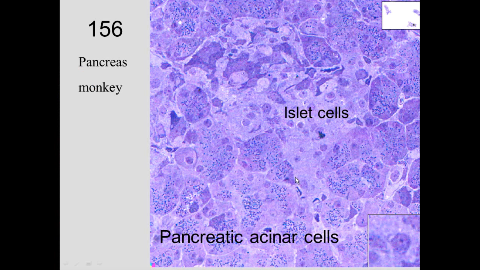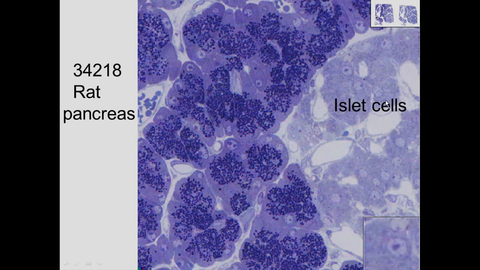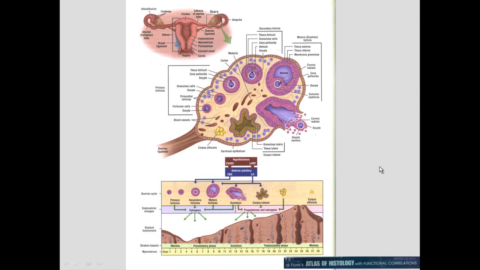This is slide 158. Now if we check out slide 156, this is the monkey pancreas. We can see the islet cells and the pancreatic acinar cells with the zymogen granules just about to be released in the lumen. Another one is a rat pancreas that we can see. There's an islet, a lighter staining islet region that we see through there, and then you can see the pancreatic acinar cells here. So this is an exocrine component, and the islet is an endocrine component of the system.